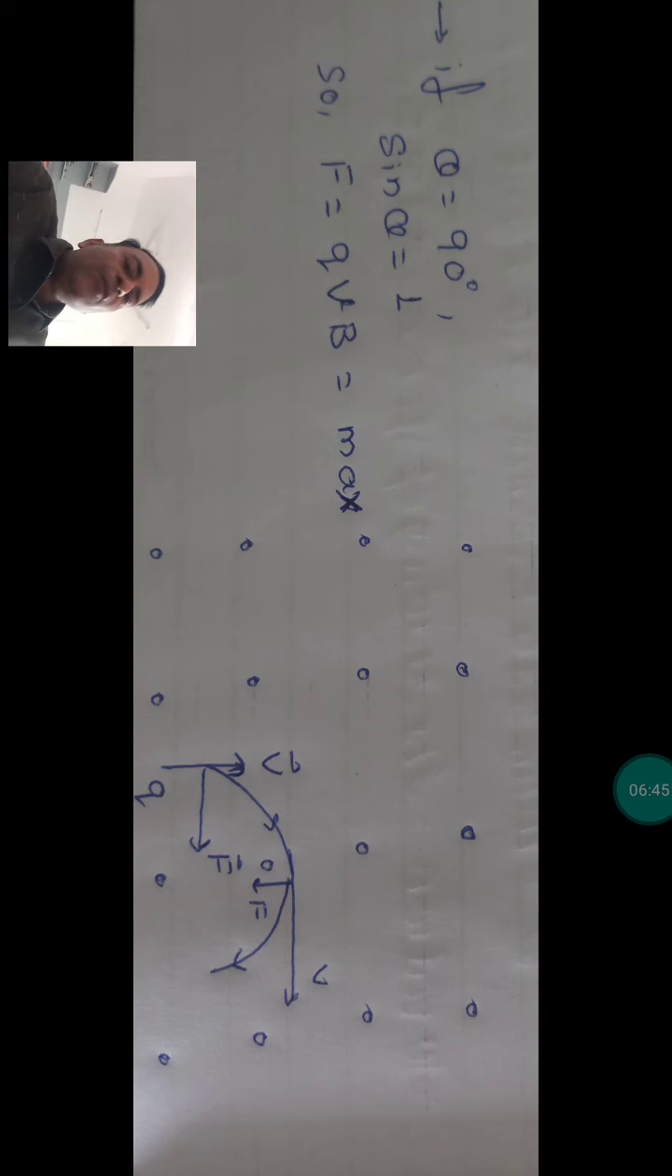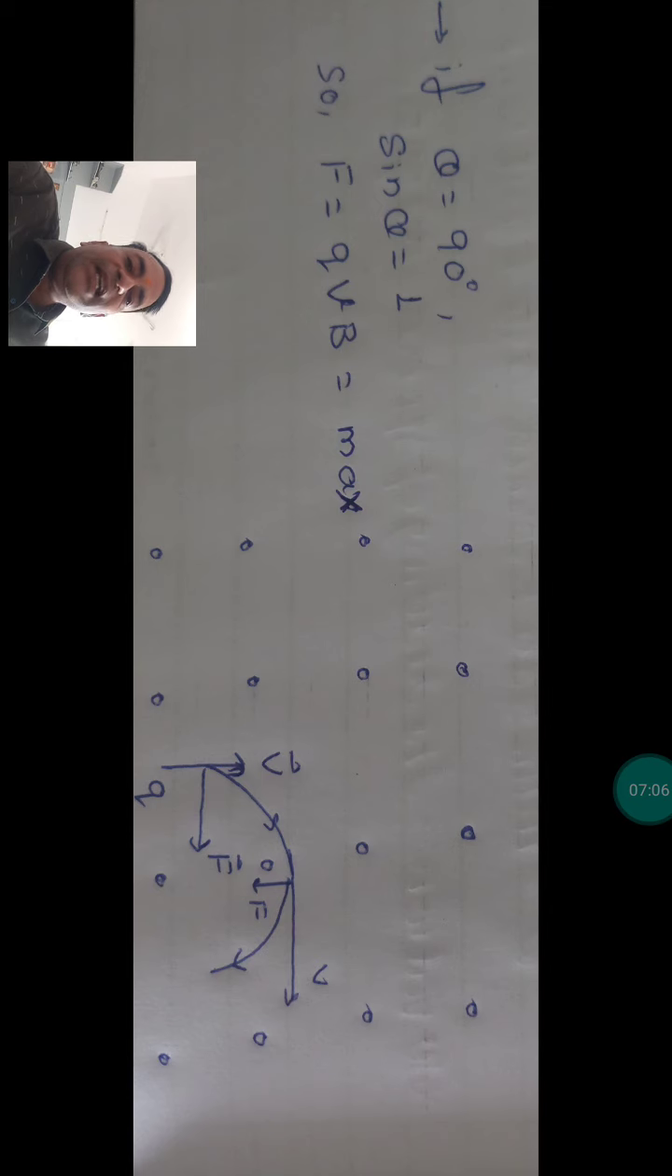Okay, now coming to the next case. What if the value of theta is equal to 90 degrees? If the value of theta is 90, what is sine 90? Sine 90 equals 1. And what will be the value of force? It is simply Q into V into B into 1, that is QVB. And this is the maximum force a charged particle can experience.